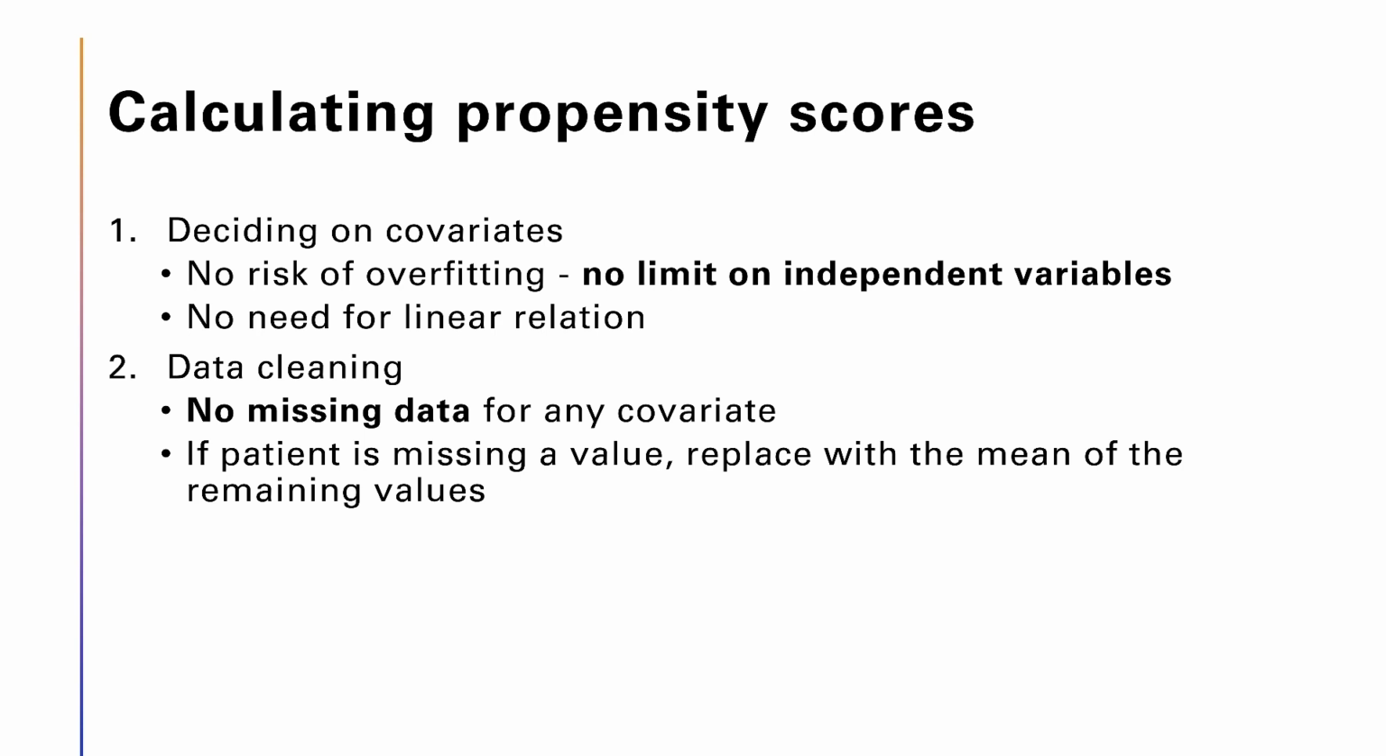However, there is a need to clean the data before calculating propensity score. It's because patients cannot be missing data for any of the included covariates. For example, if one of the patients is missing data for one column like age, then the standard practice is to fill in that value with the mean of the remaining values. So this is to ensure that all data points are included to increase the statistical power of the analysis. So once you clean the data and you decide on the covariates, we can proceed to calculate propensity score and conduct analysis.